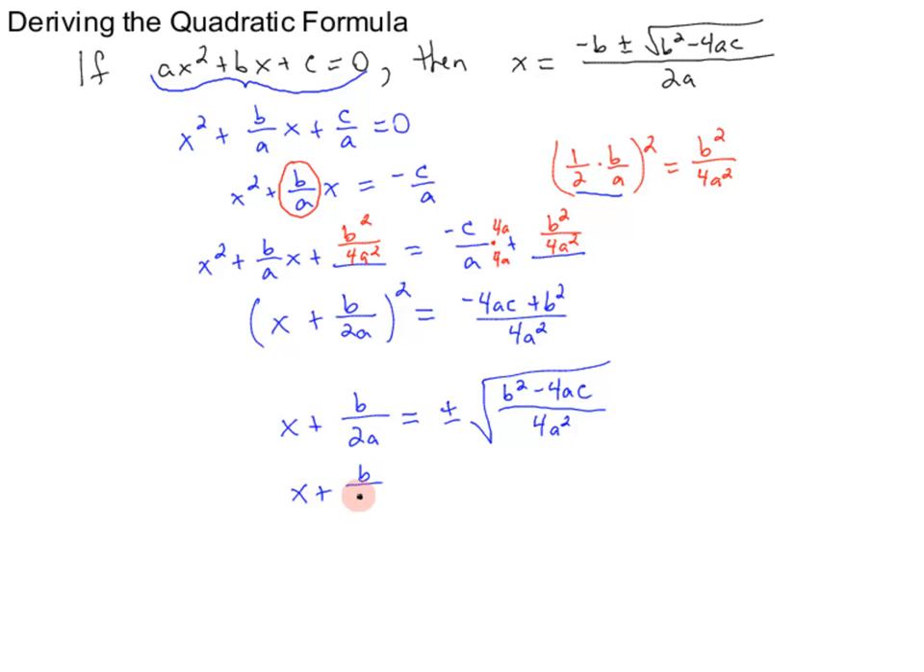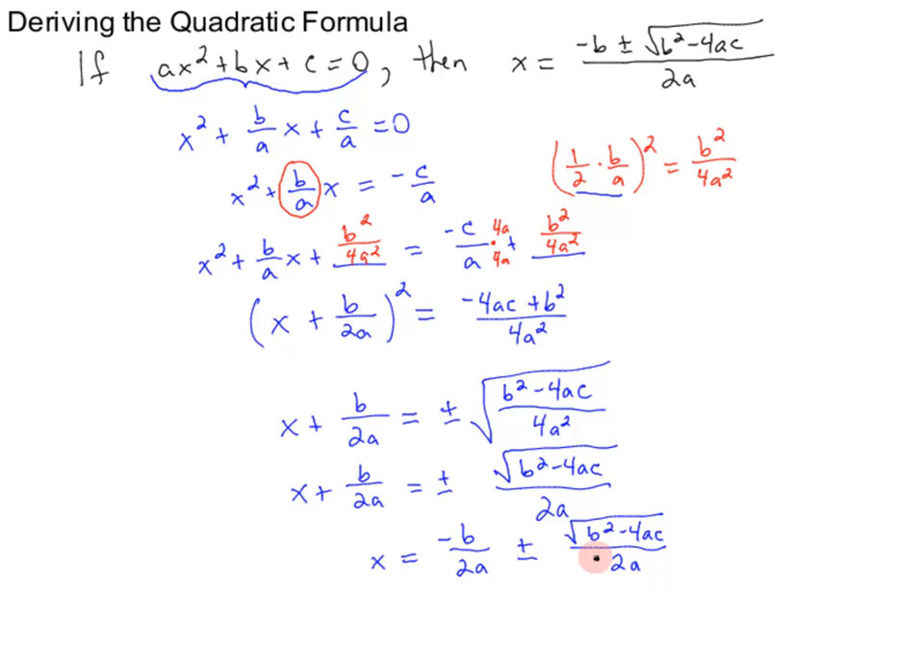Now I can simplify the right-hand side a little bit. I can split my square root to take the square root of the top and the bottom separately. So the square root of the top stays the square root of the top. And the square root of the bottom, 4a squared, the square root of that is 2a. Finally, I can subtract my b over 2a over. And since these two fractions have the same denominator, I can put them together with the plus or minus on the top.